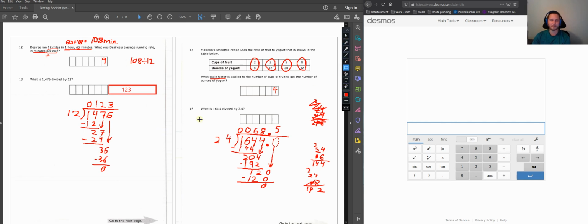When you go to type in your answer, you'll type it in as 68.5. If you want to type in 0068.5, that will also get marked right, but it's unnecessary. You don't need to include that. And I think that's where I'll end this section.